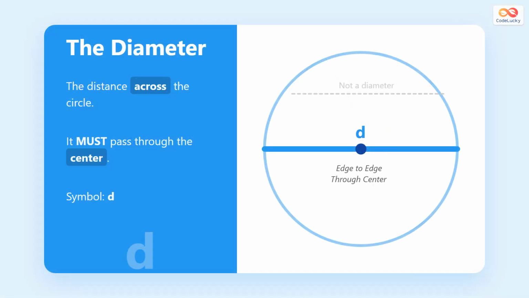Next, let's look at the diameter. The diameter is a straight line that goes all the way across the circle, from one edge to the other. However, there is one strict rule. It must pass directly through the center point. We represent this with the lowercase letter d.